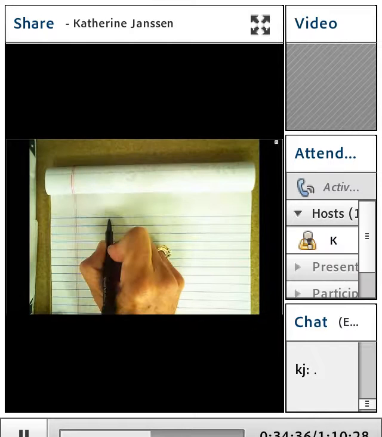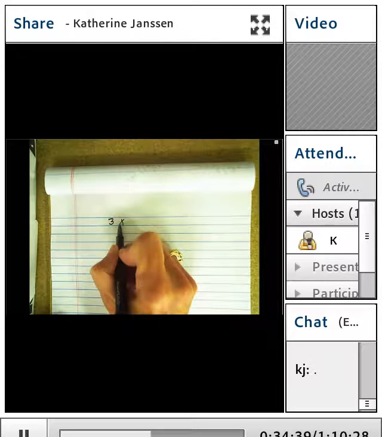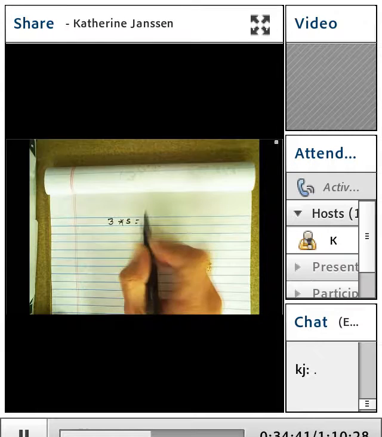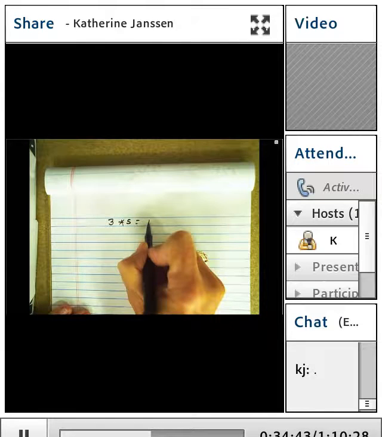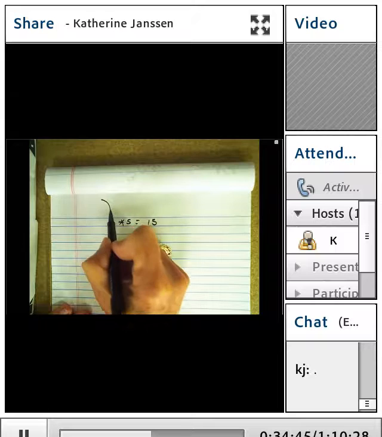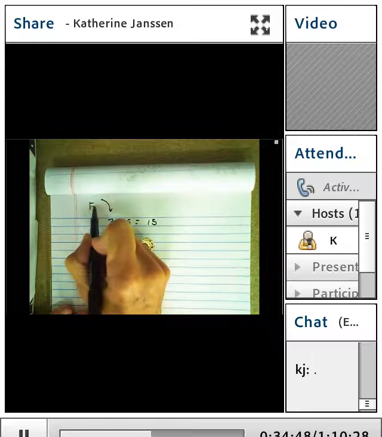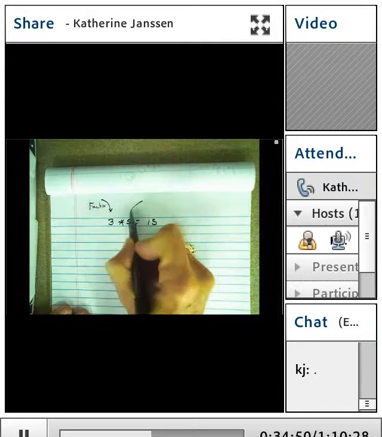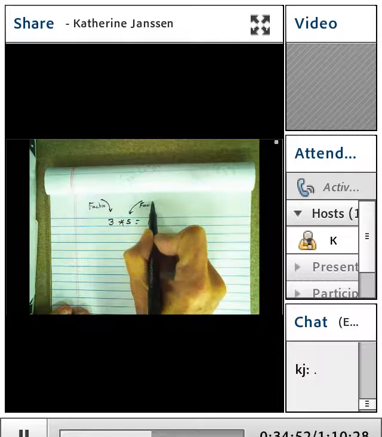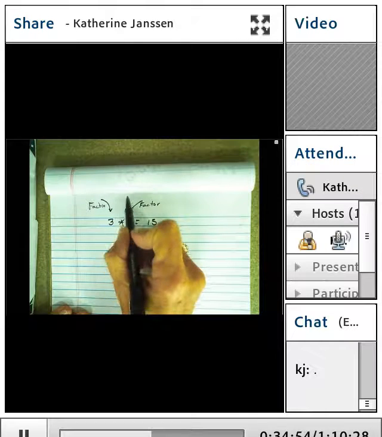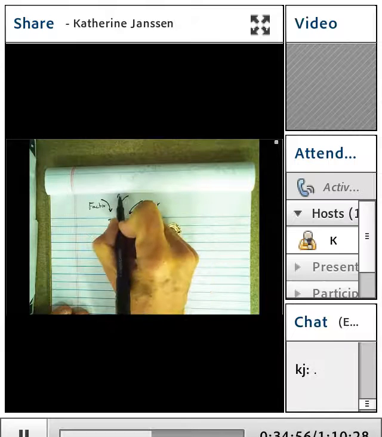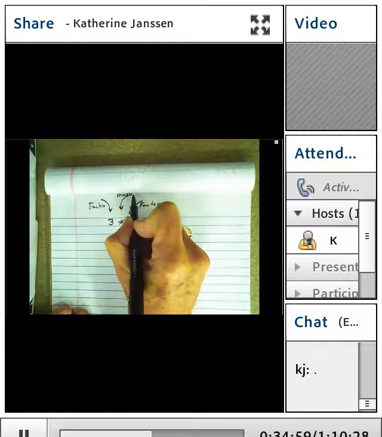Section 1.4 begins on page 19, and we're just going to go to the top of page 20 and introduce some terminology. I have 3 times 5 equals 15. This is called a factor in multiplication. This is called a factor in multiplication. This is my operator for multiplication.